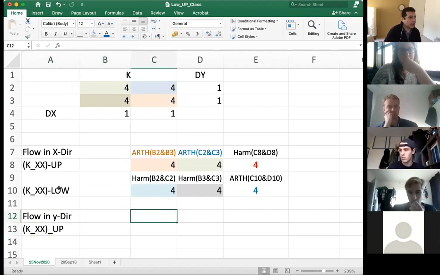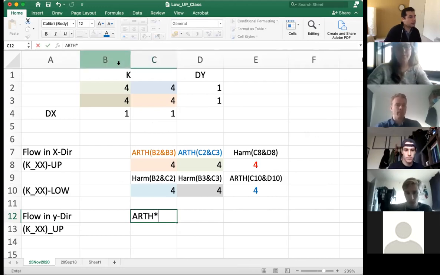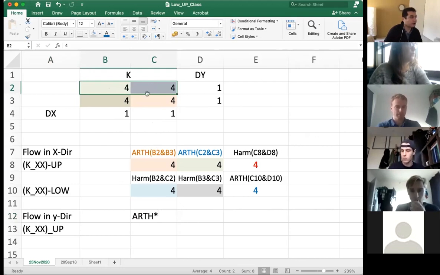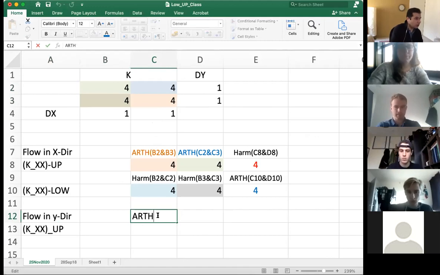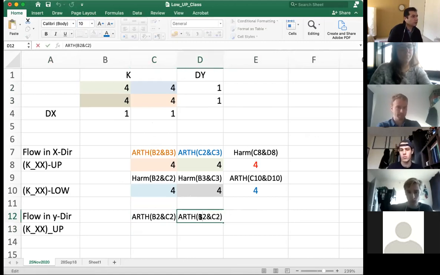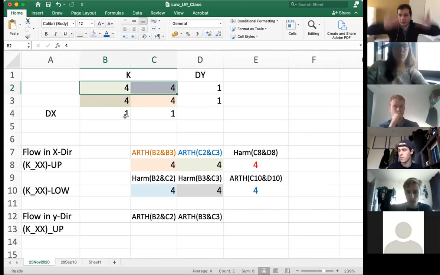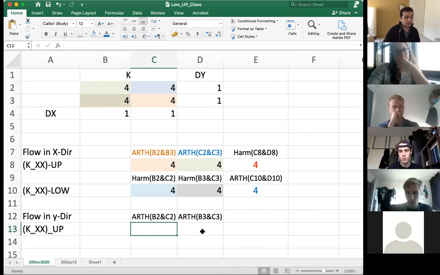For the upper bound, what arithmetic averaging would you do if flow is vertical? Flow is in the y direction. You first do the arithmetic average between these two, which were harmonic before, which means you would first do the arithmetic average of B2 and C2, then the arithmetic average of B3 and C3. And then you would do a harmonic average, because flow is vertical from top to bottom or bottom to top. You need to just imagine that. It's 90 degrees rotated. And then you would do a harmonic average of the values that you have found.